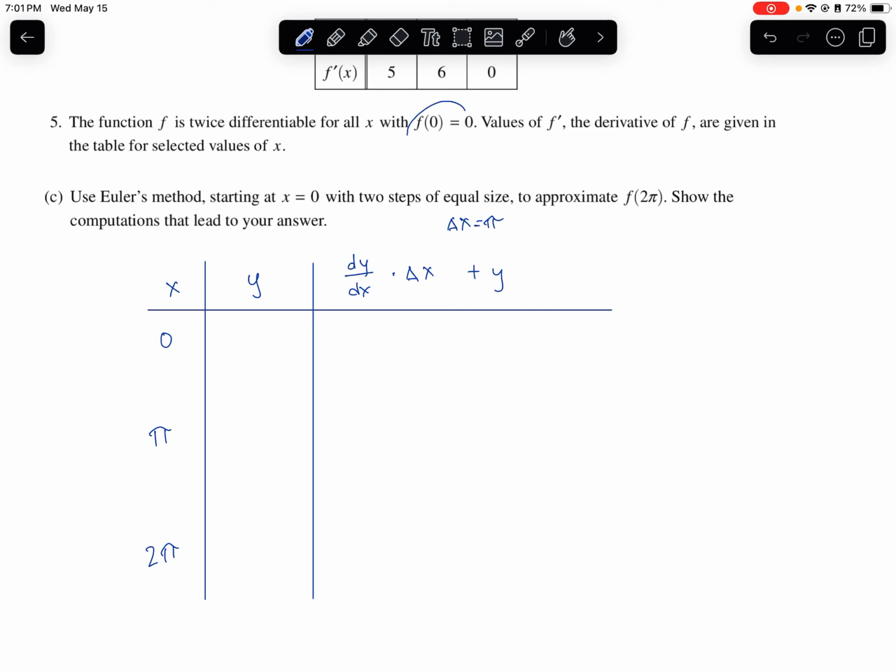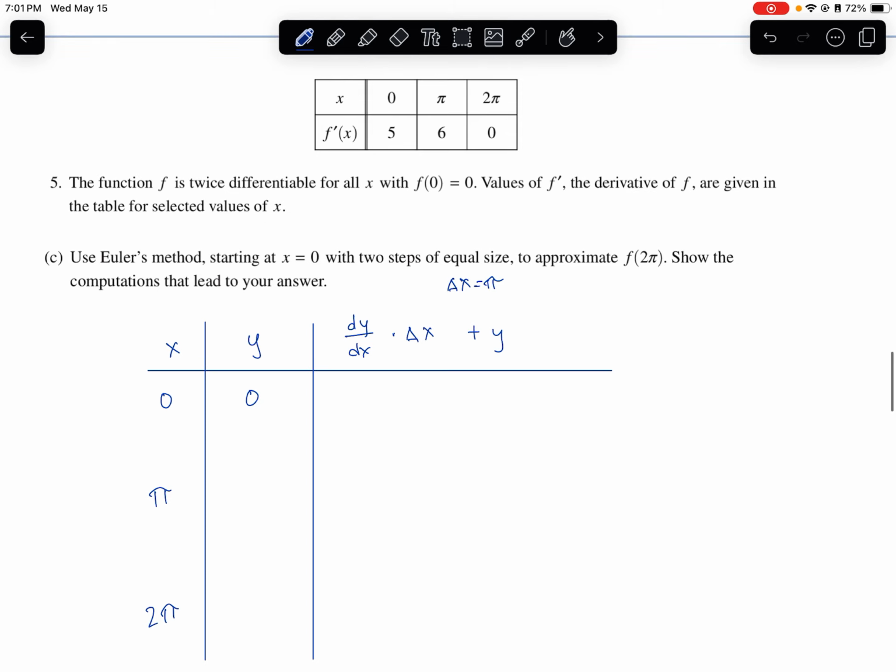And f of 0 is equal to 0, so that's our initial condition right here. So dy dx, of course, is going to be, maybe I'll just write this as f prime of x instead. So f prime of x rather than dy dx. And then I can just go ahead and change this right here to be pi. And then whatever my y value is, that's what I'm going to put in there. So f prime of 0.